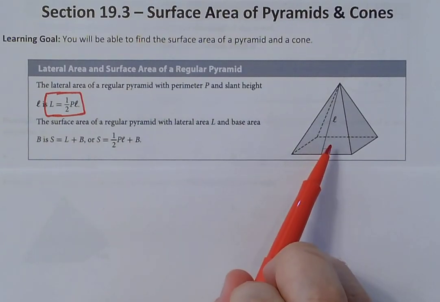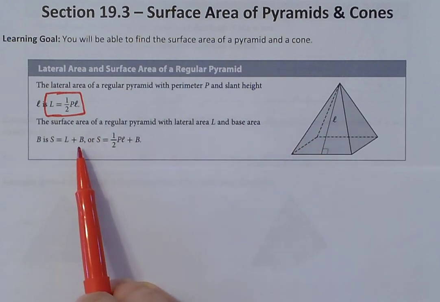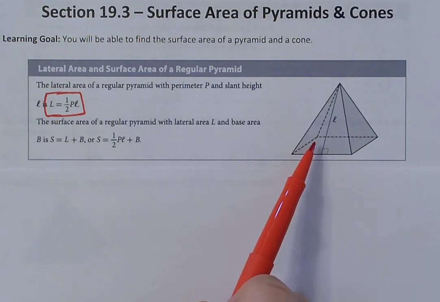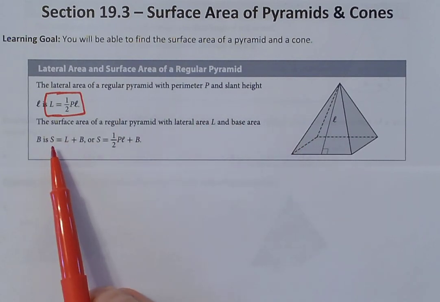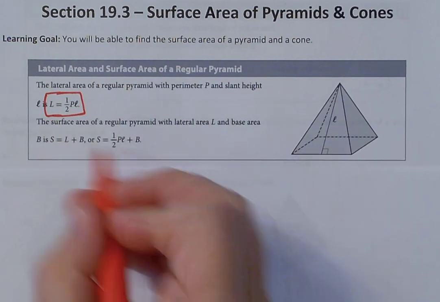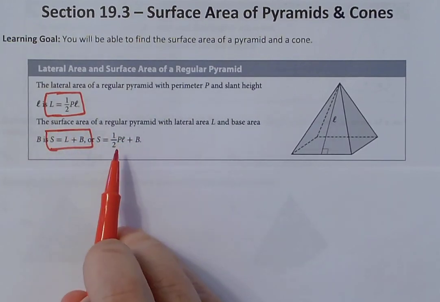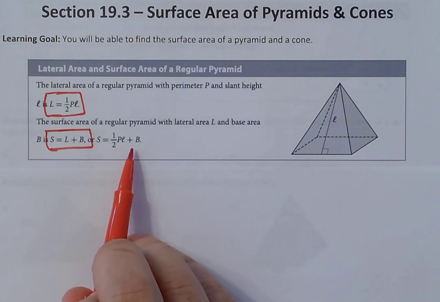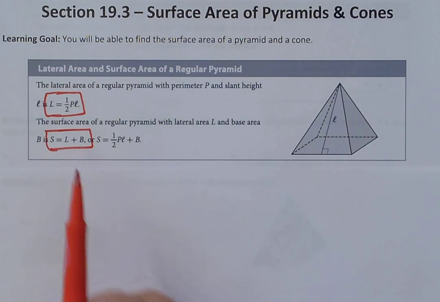Now, with prisms, we had to do plus 2B. For pyramids, we're only doing plus B because there's only one base. So figure out your lateral area, then we can figure out the area of the base and add those two numbers together to give us the surface area. So this is going to be kind of our go-to for surface area, or we could combine it all at once and say 1/2 PL plus B. But it's the lateral area plus the area of the base.